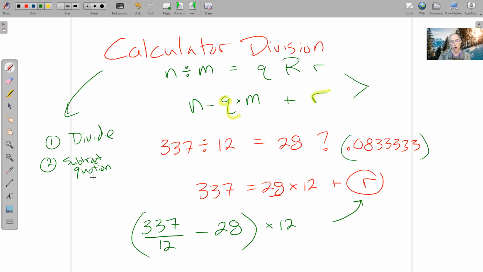Remember, the quotient is the whole number part of the division. That 28 for us here. The third step is to multiply back in the divisor to get back to whole numbers.